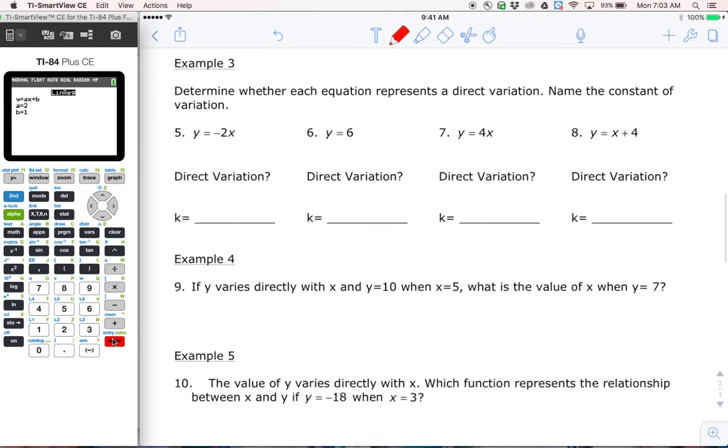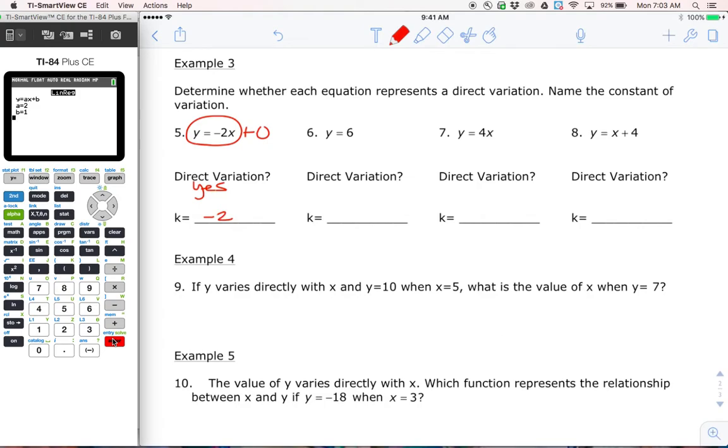All right, what if we don't have a table, we don't have a graph, we just have these basic equations? Well, don't overthink it. It's really not supposed to be too bad. In this first equation, is this direct variation, y equals negative 2x? Well, does it have a y-intercept of 0? It does. So it is going to be direct variation, and k is the slope, just negative 2.